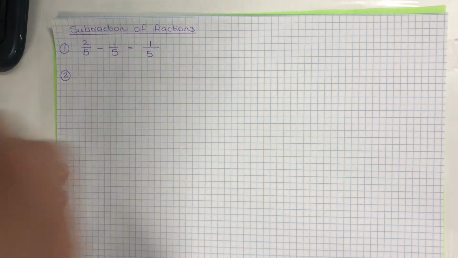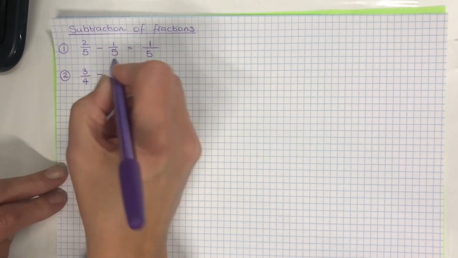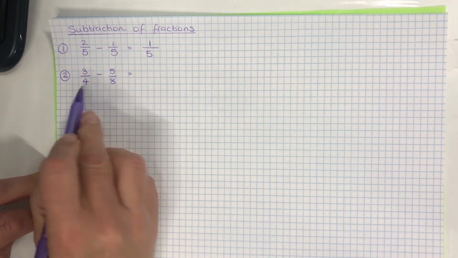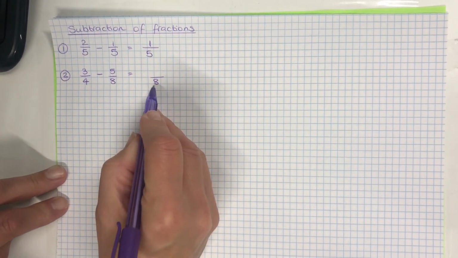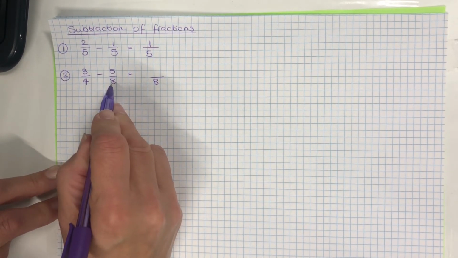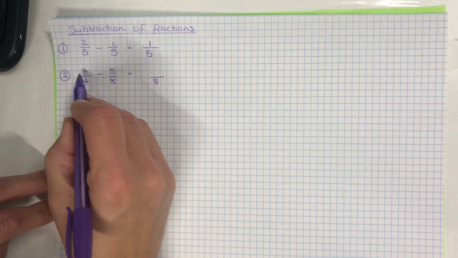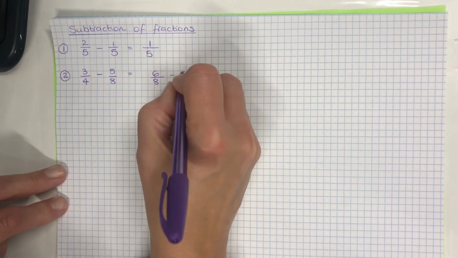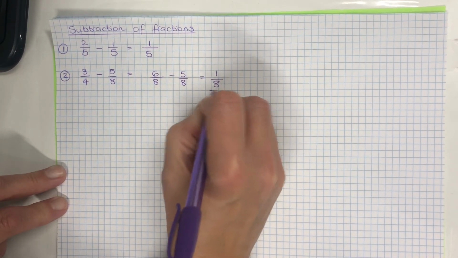I have 3/4, and this time I'm going to subtract 5/8. I need to make my denominator the same. So my denominator is now 8 because 4 is a factor of 8. 4 multiplied by 2 gives me 8. 3 multiplied by 2 gives me 6. Subtract 5 over 8 gives me 1/8.